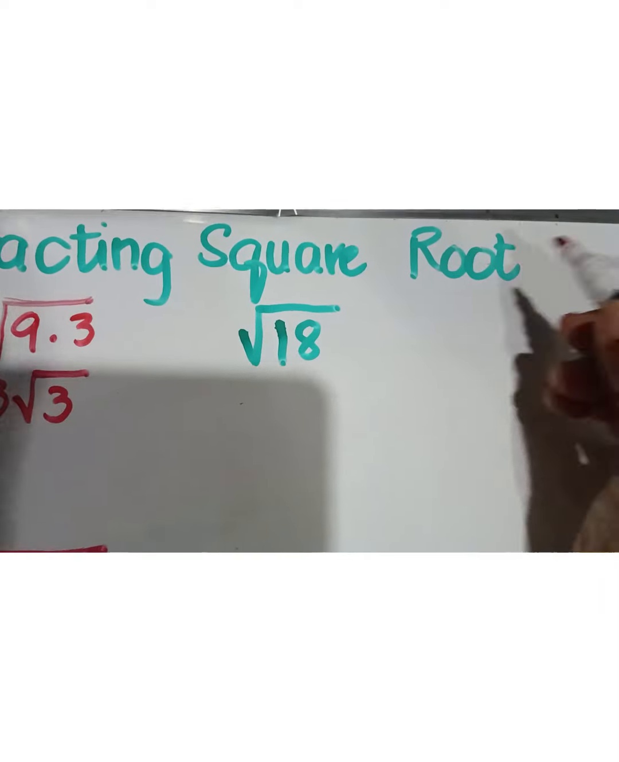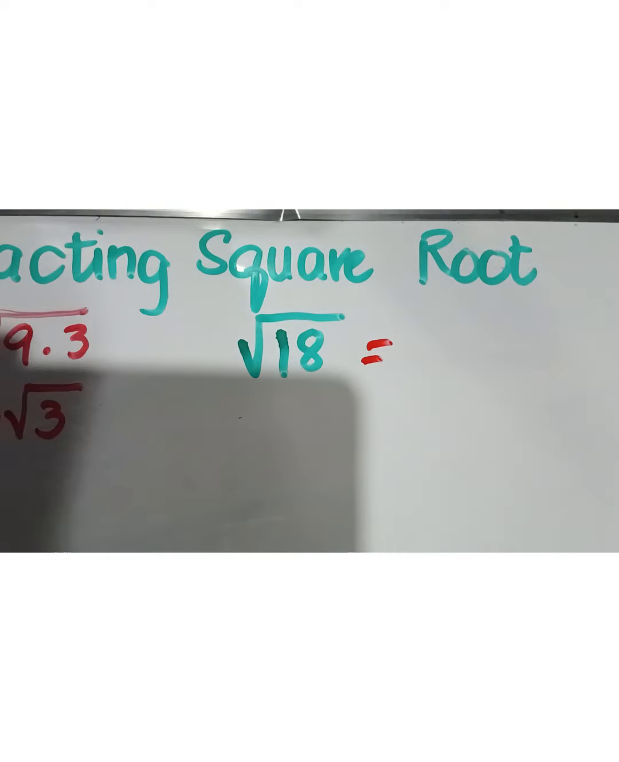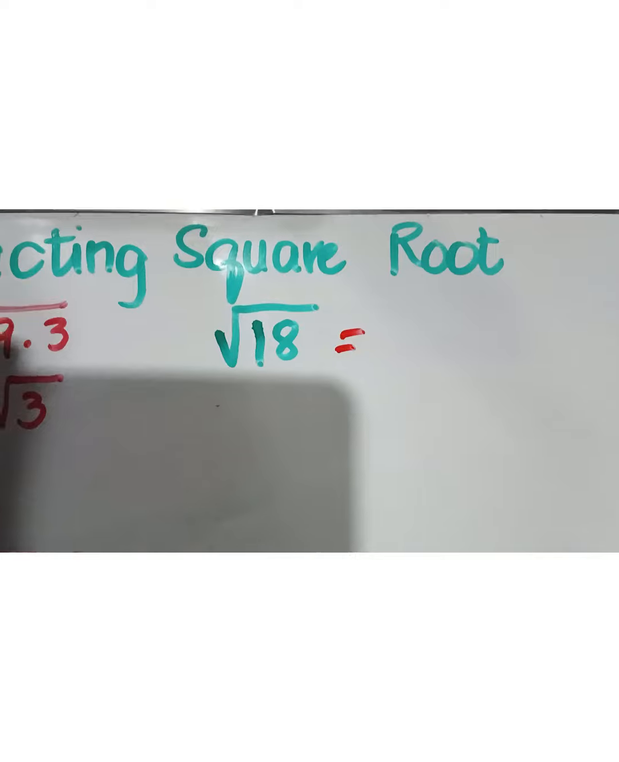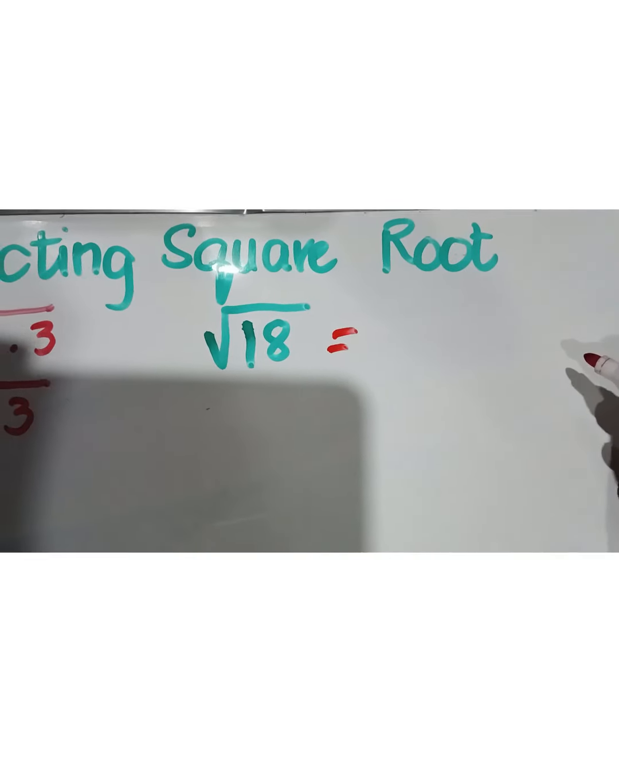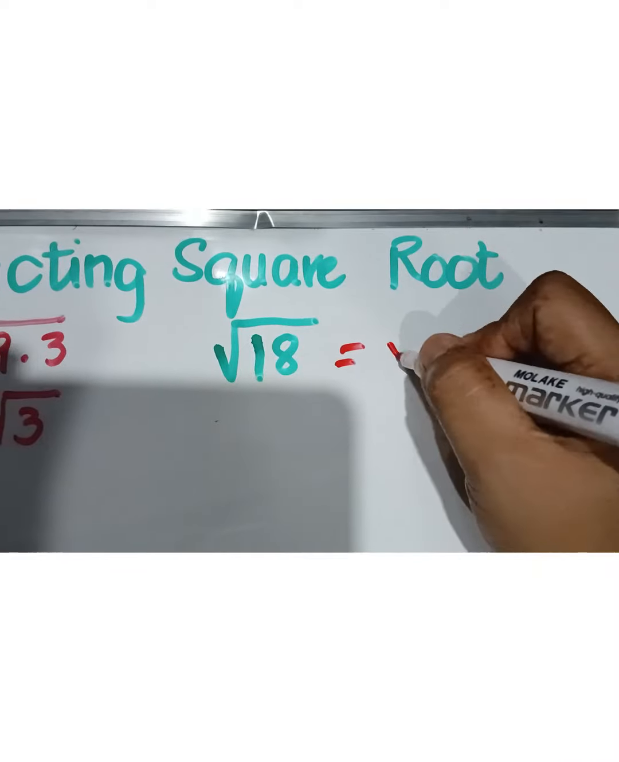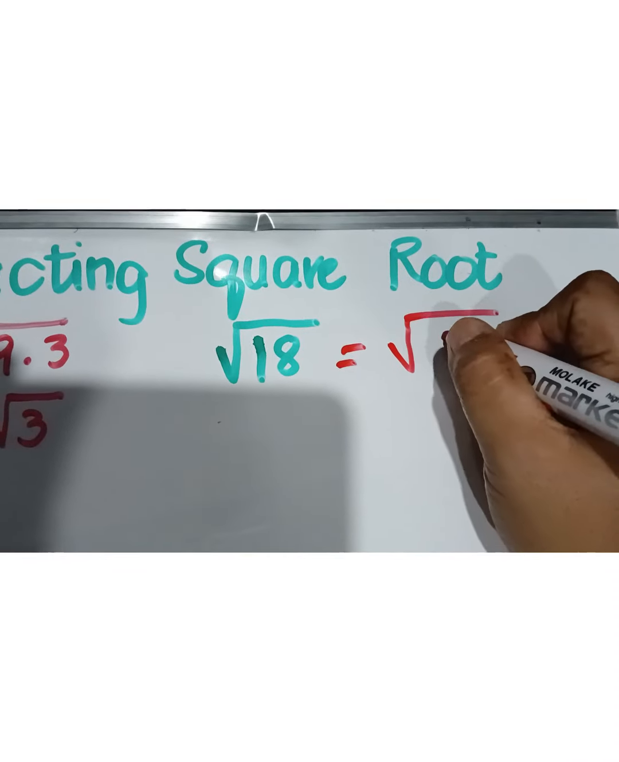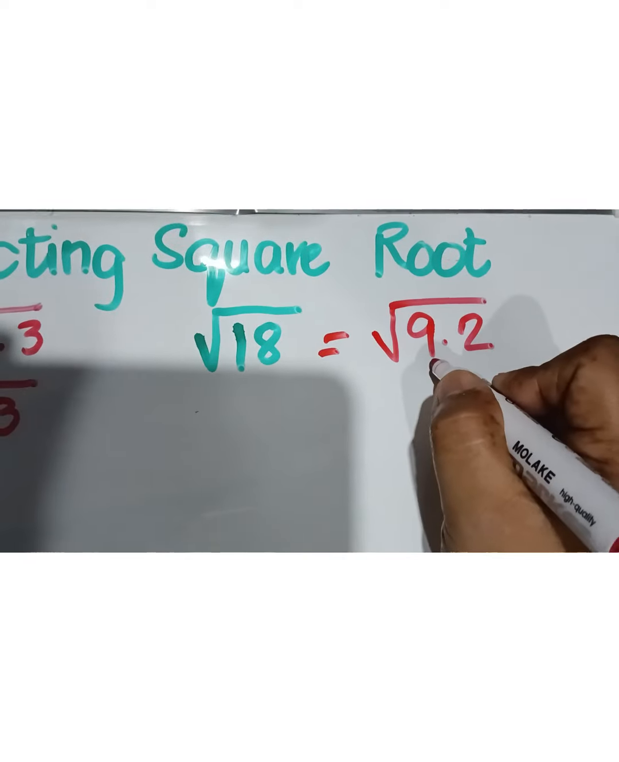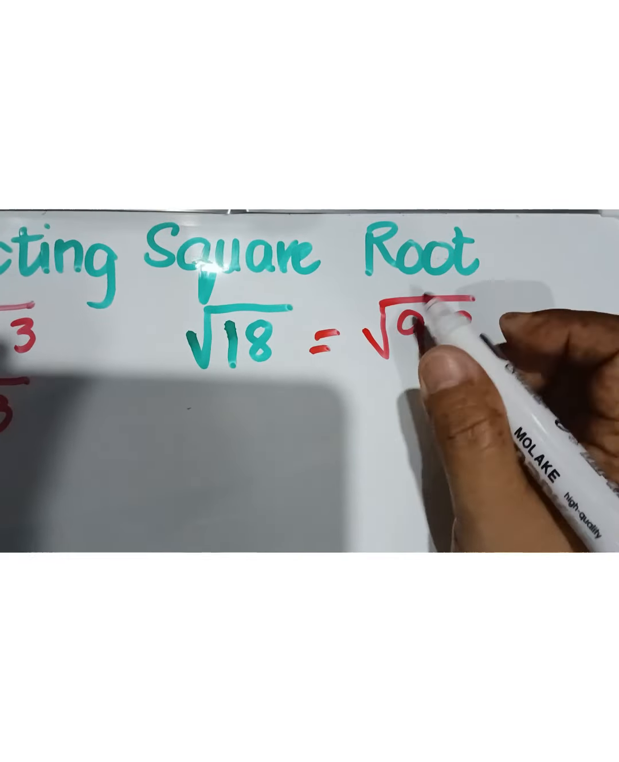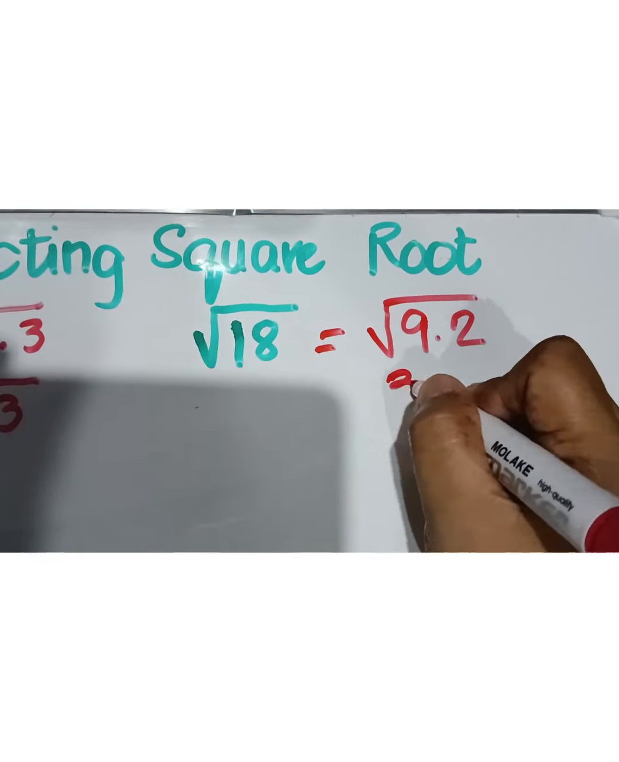Square root of 18. 18 is not a perfect square, but then again, it has a factor that is a perfect square. So we have 9 and 2. 9 is a perfect square, extracting its root, so we have 3 and then square root of 2.